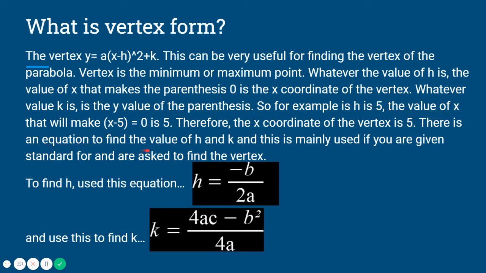There is an equation to find the value of h and k, and this is mainly used if you're given standard form and are asked to find the vertex. To find h, use this equation. So h is equal to minus b over 2a, so now you would usually just get a, b, and c on standard form, so that's why you use this. And to find k, use this equation. So k is equal to 4ac minus b squared divided by 4a.